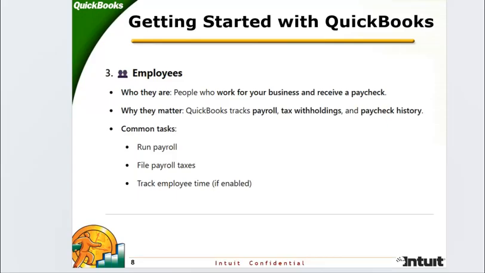Employees. Who are they and why do they matter? Employees are people who work for your business and receive a paycheck. Why do they matter? Because you need to track the payroll, tax withholdings, and their paycheck history. Common tasks include running payroll, filing payroll taxes, and tracking employees' time.